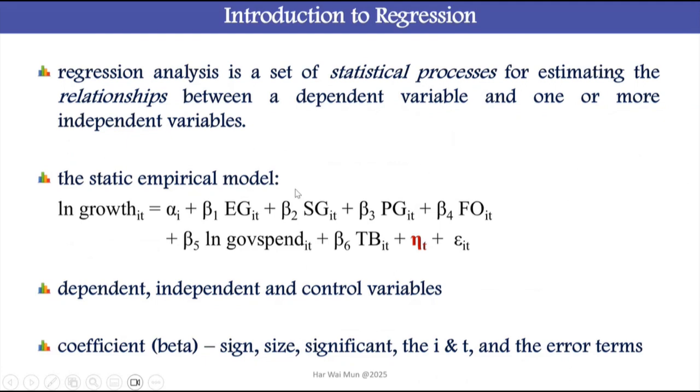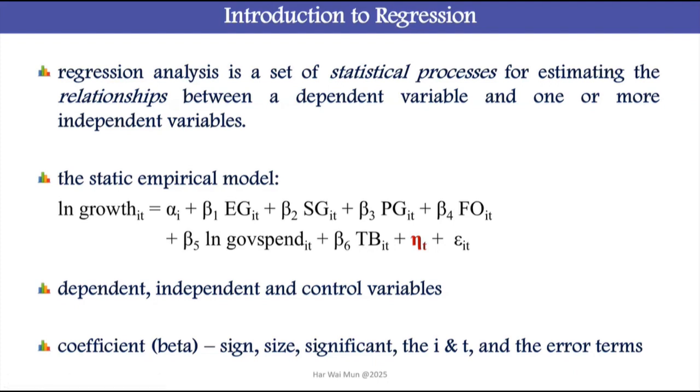But there are also other factors that can affect growth that you need to put in, due to past literature. Everybody says that this one also affects growth, another one also affects growth. So therefore, you put in other extra variables because they will also be affecting growth. But it's not your focus. Therefore, these other variables we call control variables. So in short, if your focus is only EG, SG, and PG, these 3 will be your independent variables. FO, government spending, and TB, trade balance, are your control variables.